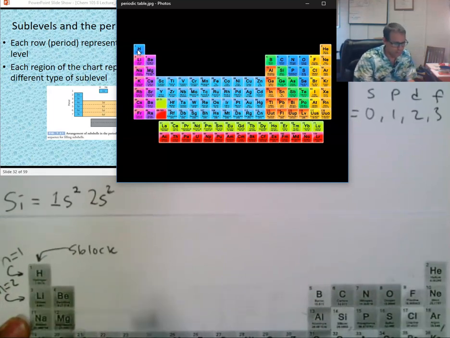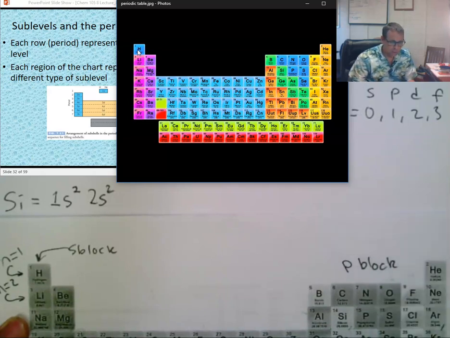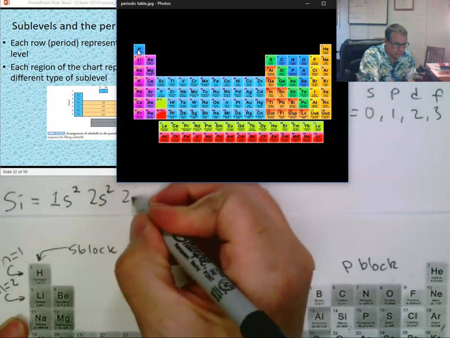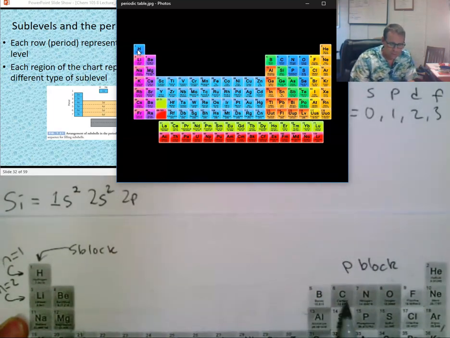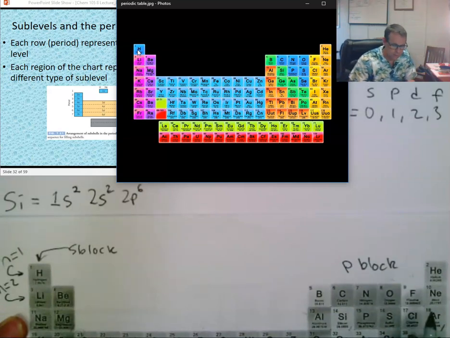So 1s, 2s, and then we have to go over to here. What is the name of this block, Alyssa? Do you remember? P. Yeah, that's right. This is the P block. This second row, P block, is going to go to P, and the number of electrons, 1, 2, 3, 4, 5, 6, and we need to fill all the way up because we have to get all the way to silicon. So we say 2p6, 6 electrons. After 2p6, that would end us at neon.